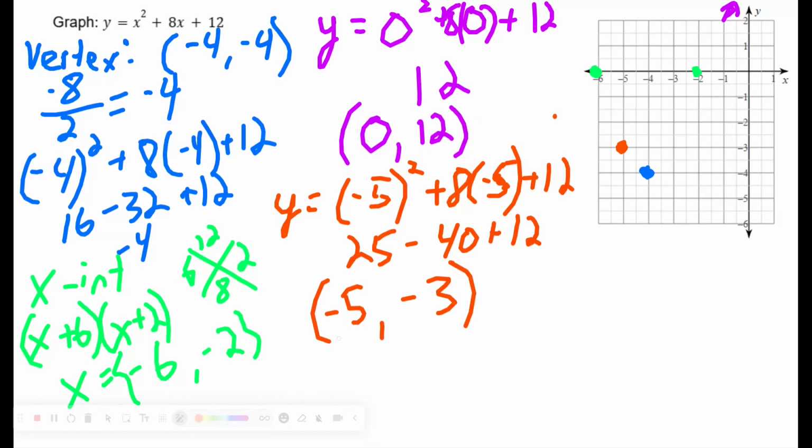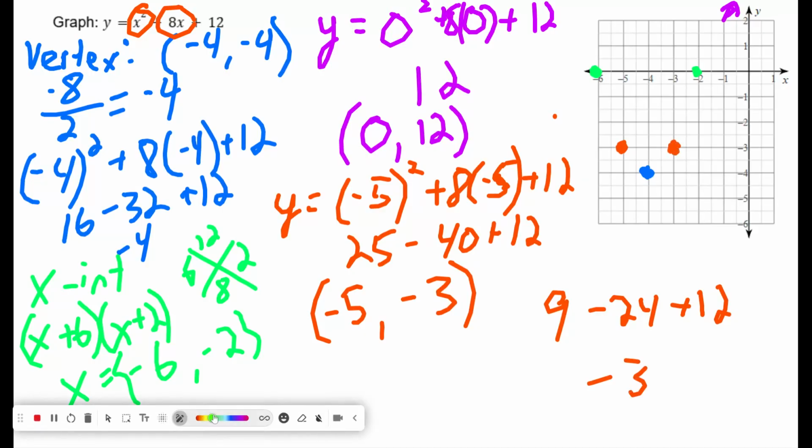Let's just do a quick check. Negative 3 squared is 9. 8 times negative 3 is negative 24 plus 12. 9 minus 24 plus 12. 9 plus 12 is 21 minus 24 is negative 3. I think we found another point. I think we did it. So use your best instincts there as well. The y-intercept not as helpful on this graph. Way up there. There we go, we've graphed another parabola.